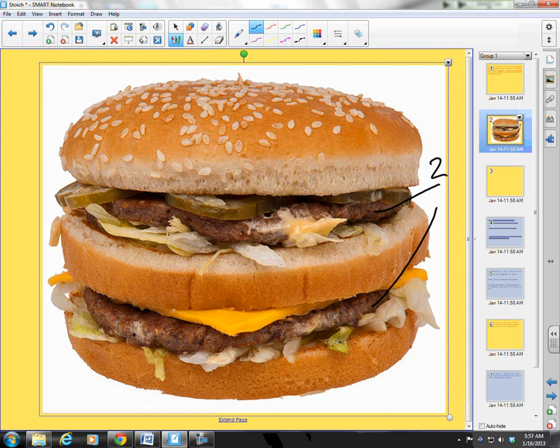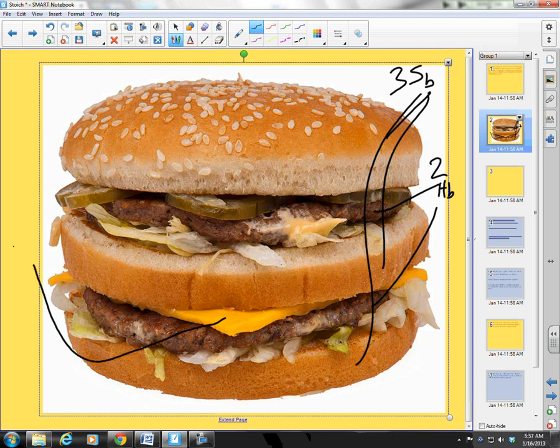Okay. And what else do we have? We have one, two, three slices of bun. So we'll say we have three SBs and two HBs. And what else? It looks to me like we have one piece of cheese here. So we have one cheese. We'll call it a CH.